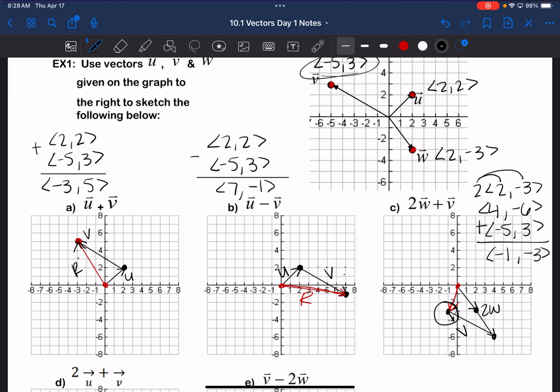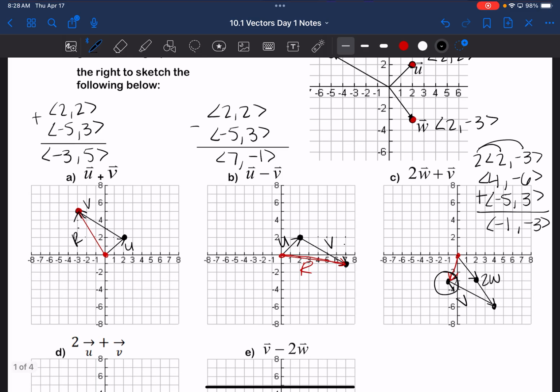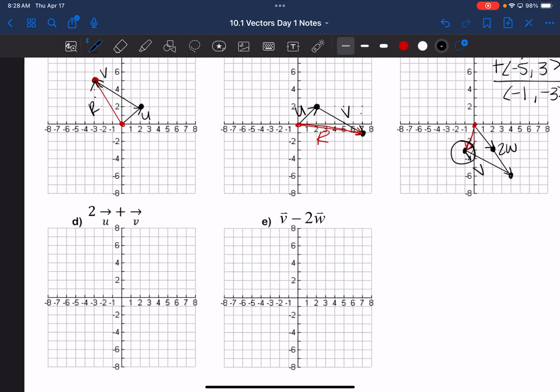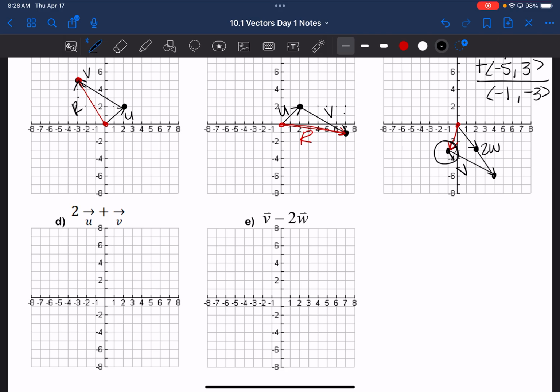Okay? All right, I want you guys to try parts D and E. So they wrote it, I know the 2 is kind of funny. This just means 2 times vector u right there. I know that looks kind of funny. I don't know why it's spaced so differently, but that's what it means. 2 times vector u plus vector v. So you guys try D and E, and then we'll share what we come up with.